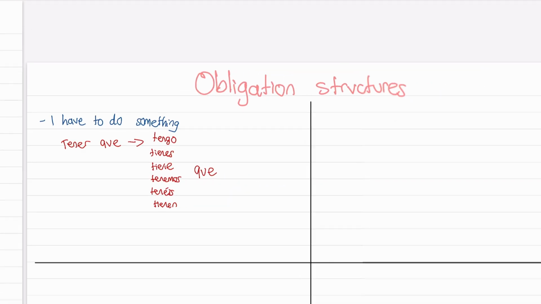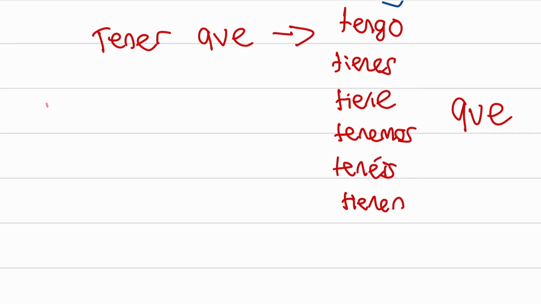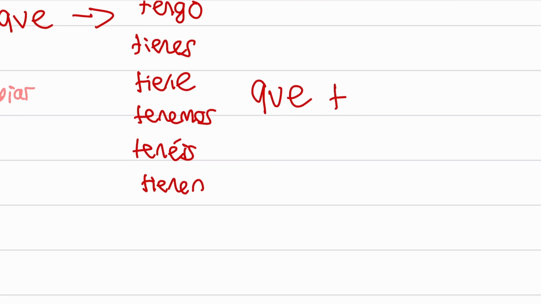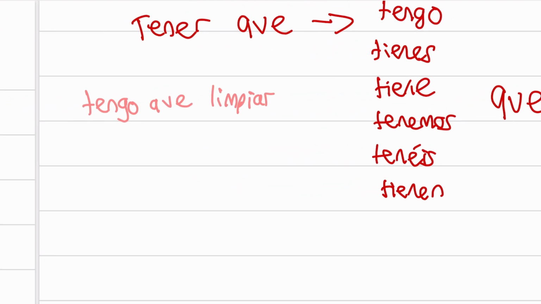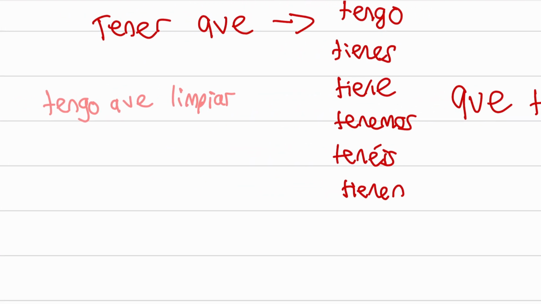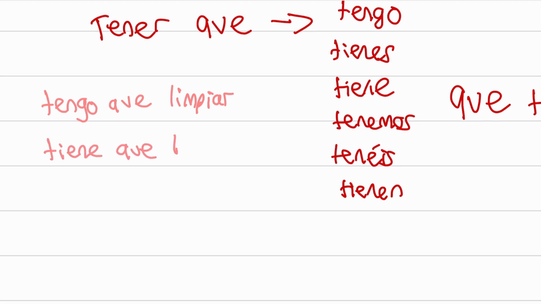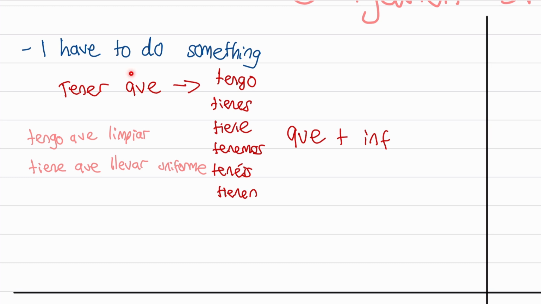So for example, I'm going to write the examples in this pink color. Tengo que limpiar. I should have mentioned earlier, this tener que structure is followed by an infinitive, I and F for infinitive. So tengo que limpiar, I have to clean. We can say tiene que, let's say, llevar uniforme, something school related, to wear uniform. Okay, so I have to clean, the infinitive. Tiene que, he, she has to. It's always the structure. Remember the tener que and then the infinitive. And that's all there is with this saying I have to do something.